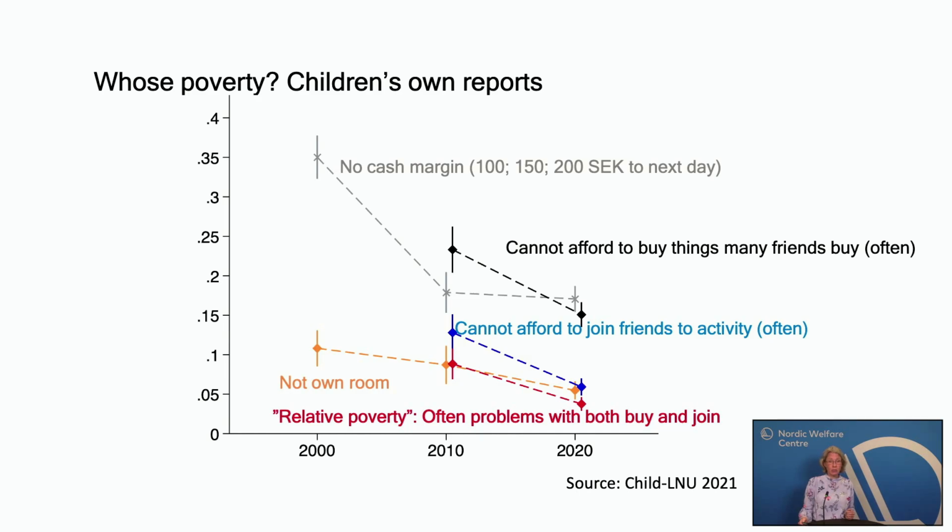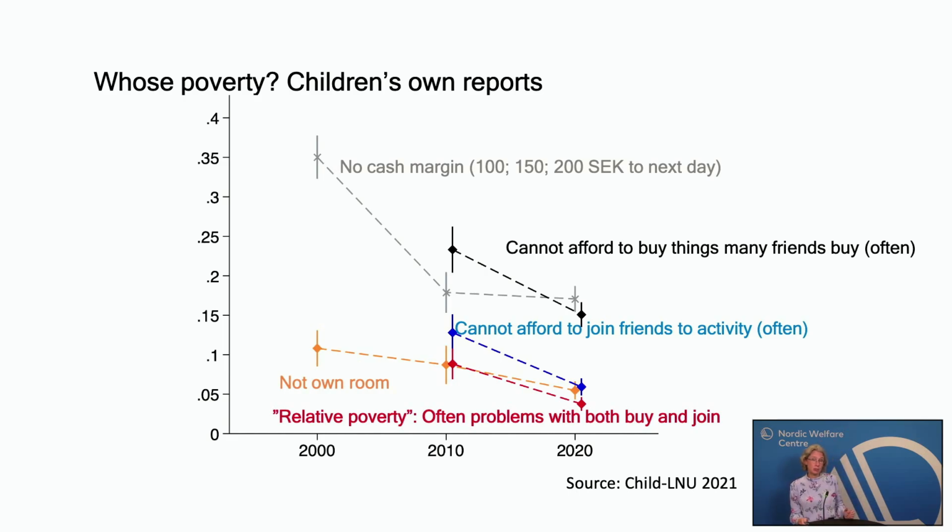And then we ask kids relative poverty measures. We ask if they cannot afford to buy things that many friends buy, that often happens, and whether they cannot afford to join friends in activities, and whether that happens often, and if that is, of course, due to a lack of money. And we also measure the combination of those, whether you lack both the ability to buy things friends buy and do things with friends, and that is the red curve.